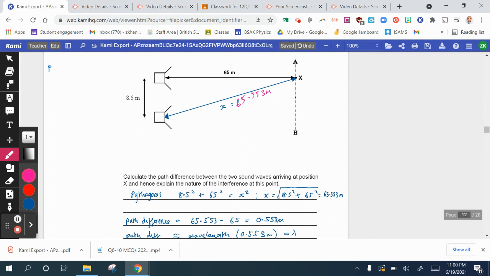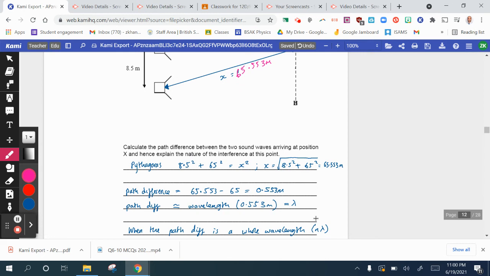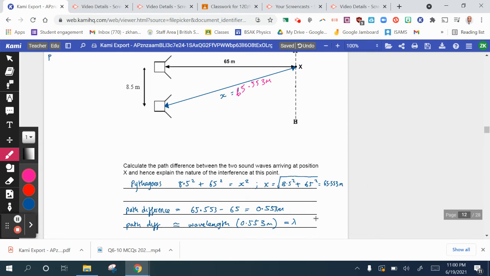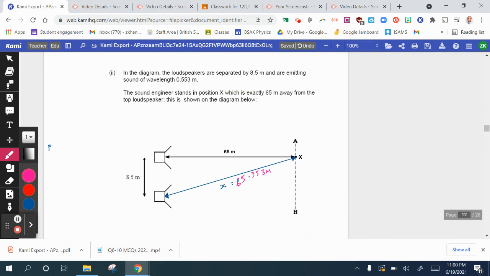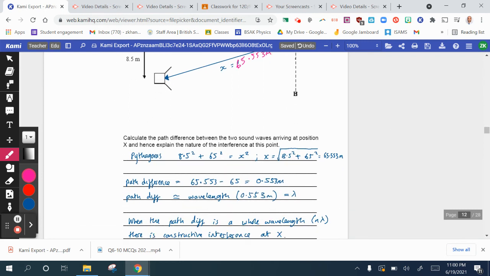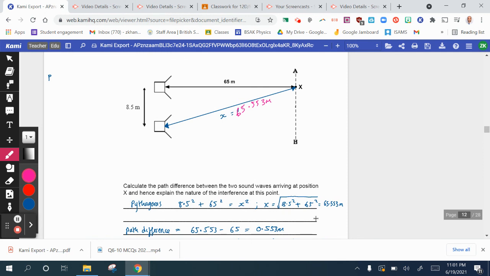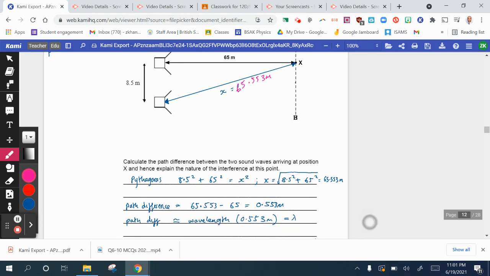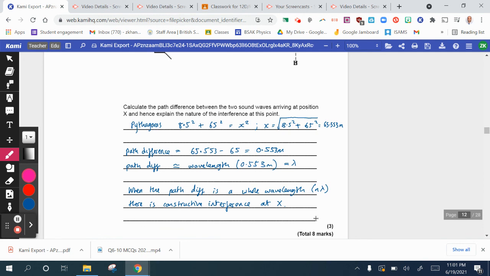Now, the path difference is that distance, which is x, equal to 65.553 meters, minus that distance, which is 65. So when we take the difference between the two, we get 0.553 meters, which is exactly one wavelength, as it says here. The wavelength is 0.553 meters. So the path difference of 0.553 is exactly equal to one wavelength difference in distance. So that means that the two waves that arrive at this point and interfere are in phase with each other, and that will produce constructive interference.